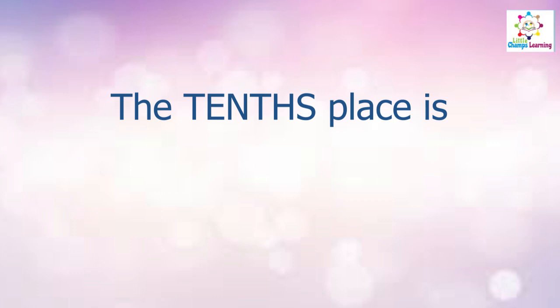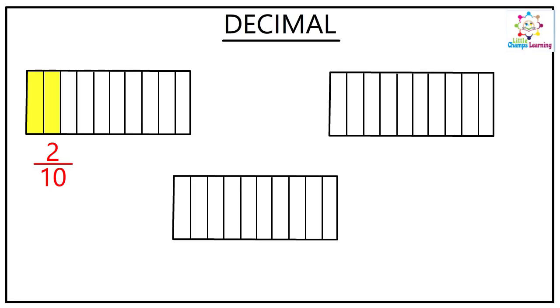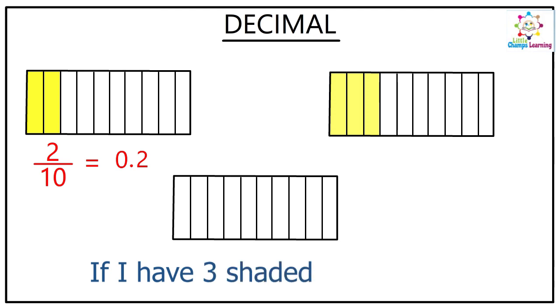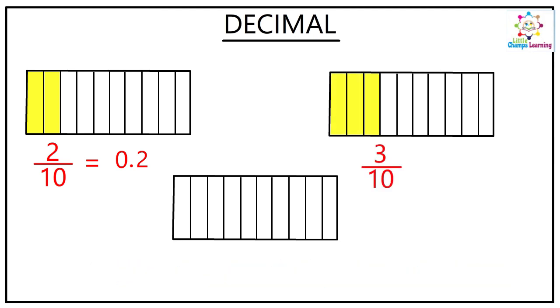But in decimal, the tenths place is the place immediately next to the decimal point. So we can write 2 after the decimal point. Since we don't have any whole number, I am keeping it as 0. So we have 0.2. If I have 3 shaded parts out of 10, in fractions we have 3 over 10, and in decimals I shall write 0.3.